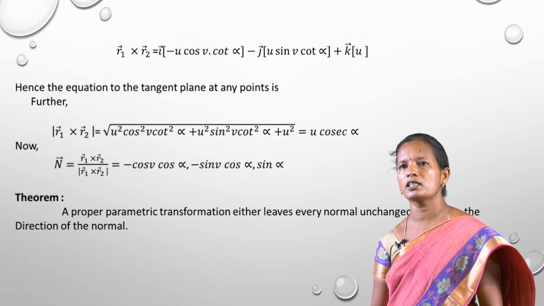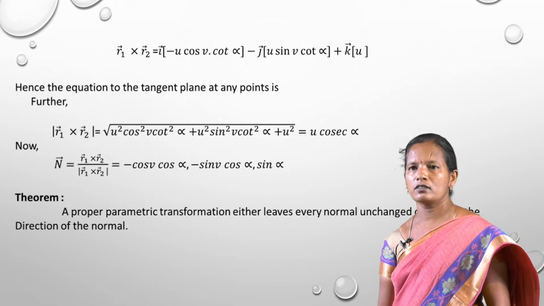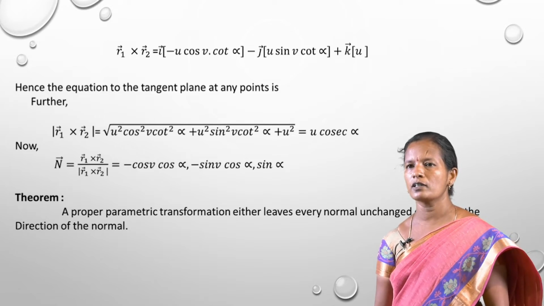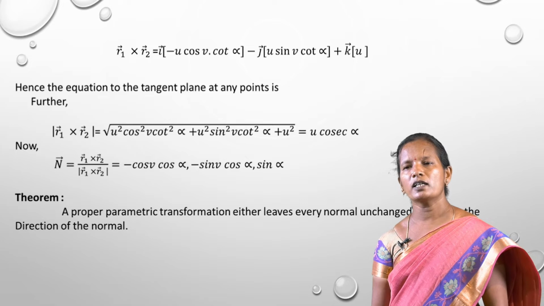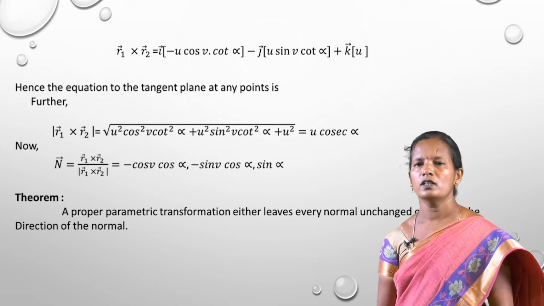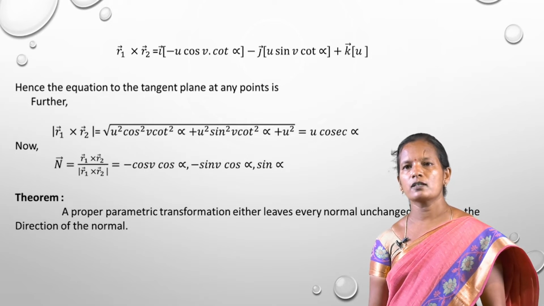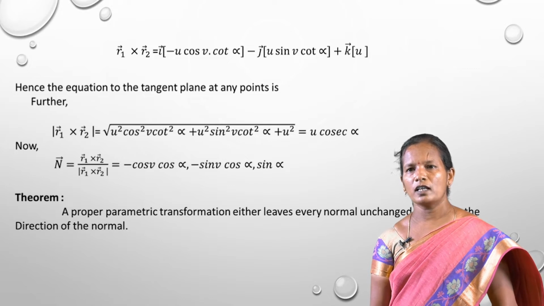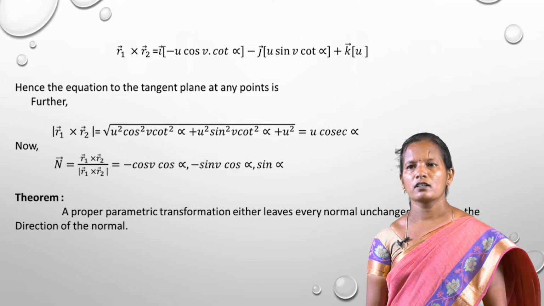Hence, for the equation of the tangent plane at any point, the modulus of R1 cross R2 is equal to the square root of u squared cos squared v into cot squared alpha plus u squared sin squared v into cot squared alpha plus u squared. Taking the modulus, we get the value u cosecant alpha. Now the capital N vector formula is R1 cross R2 divided by modulus of R1 cross R2, already mentioned in the first slide. That value is minus cos v into cos alpha, minus sin v into cos alpha, sin alpha.